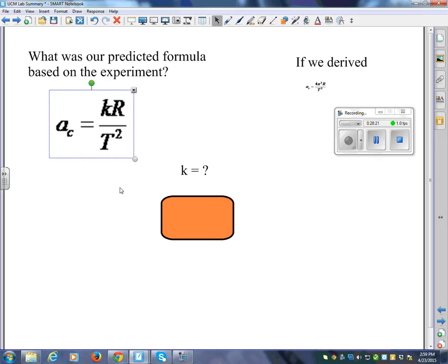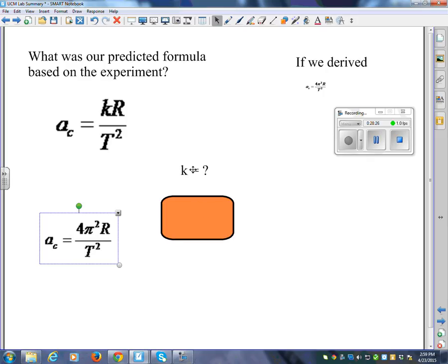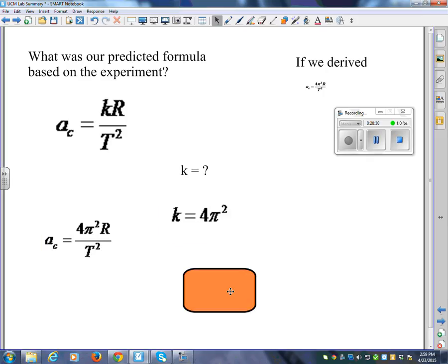This is the formula that we got. What's the value of K? The value of K is 4 pi squared. You have to write that down? Which is what? Does that matter to us? Well, you're getting it. You've already got it, Hannah, because I told you to, right?